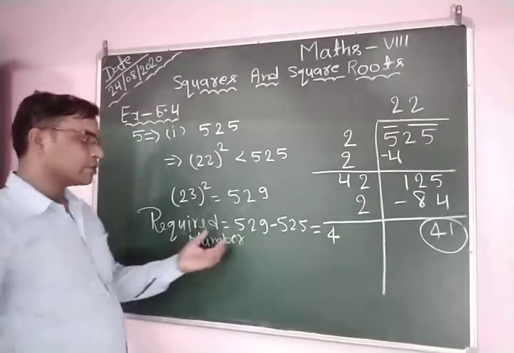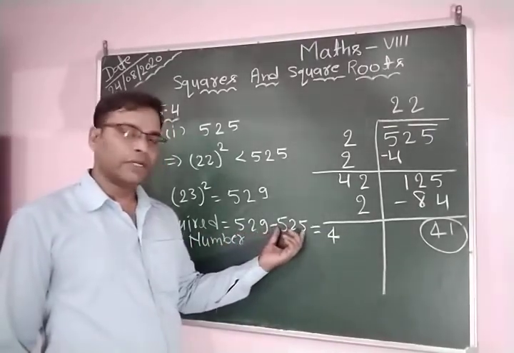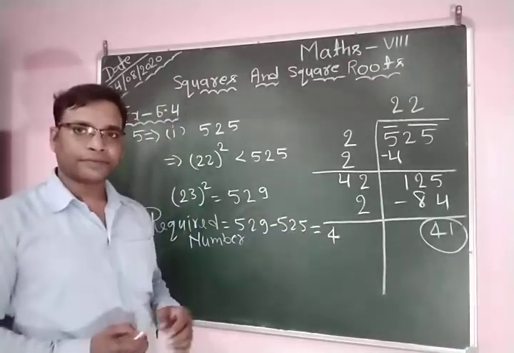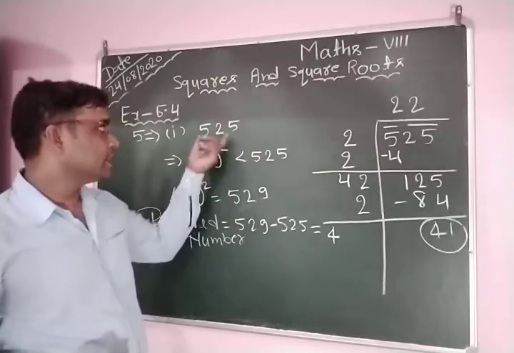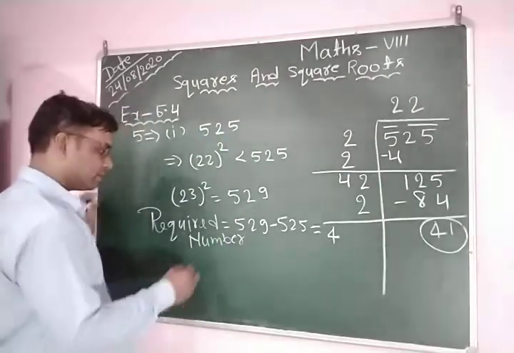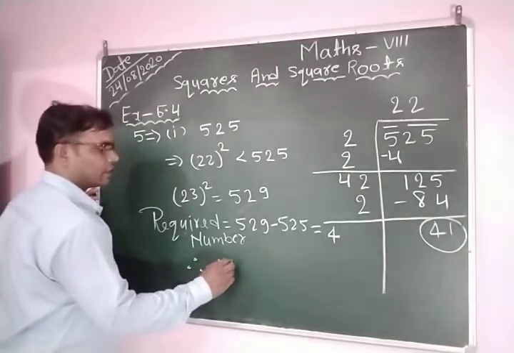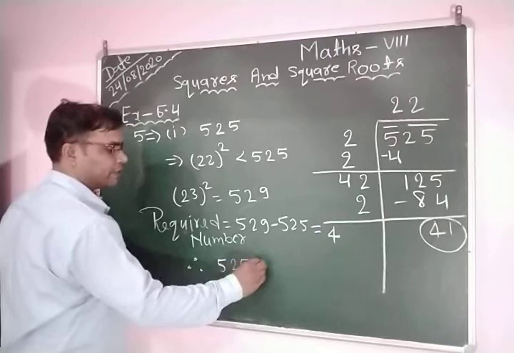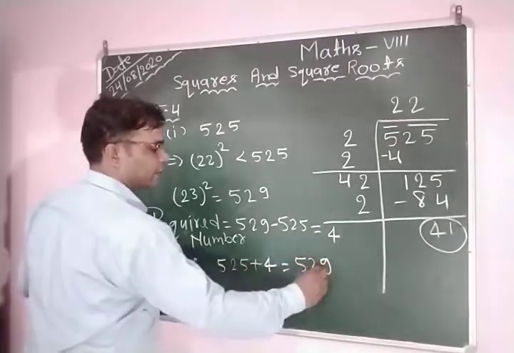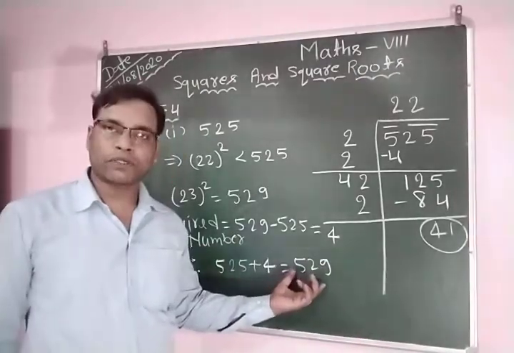Okay, required number is equal to 529 minus 525. This is equal to 4. Okay, if we add the 4 in this number, then we obtain a perfect square number. Therefore, we can write 525 plus 4. This is equal to 529. Okay, 529 is a perfect square number.